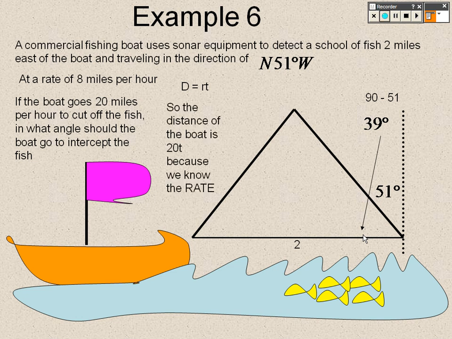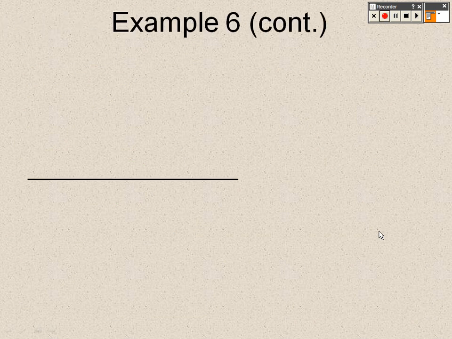So distance equals rate times time. And the distance the boat travels is 20t because we know the rate. We know that it's going 20 miles per hour, so it's 20t. So here's what we know. We know that the boat, if it goes to intersect the fish out here, is going at 20 miles per hour or 20t. We know the fish, which are right here, go at 8t because their rate was given as 8 miles per hour. And I know the distance in between them, and I know the angle in between them. So here's what we have.